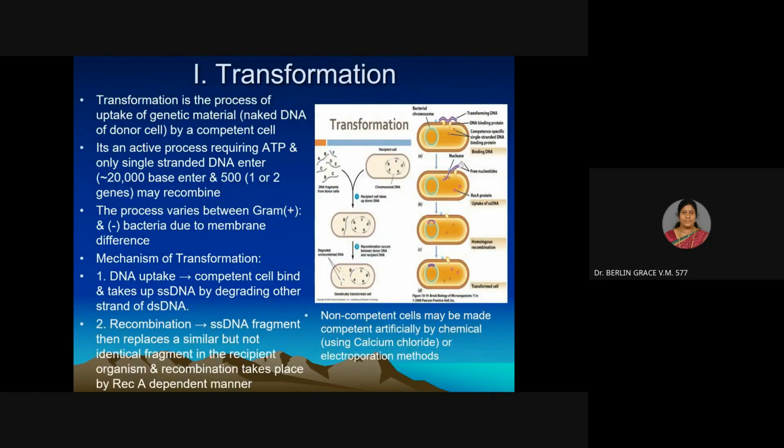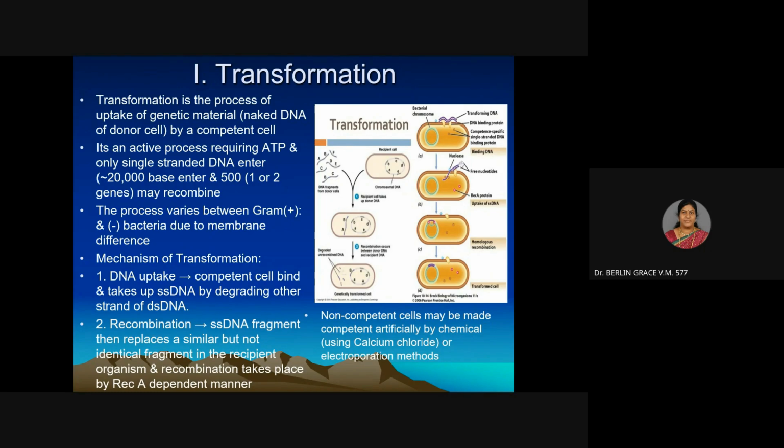Transformation: here the DNA adheres to the cell from the surrounding. A naked DNA with a double helical structure cannot enter. Only a single strand can enter into the cell, and the cell should be competent to take this. It will allow the entry of single-strand DNA having a maximum of one or two genes, not more than that. Only that much single-stranded DNA can enter into the cell.